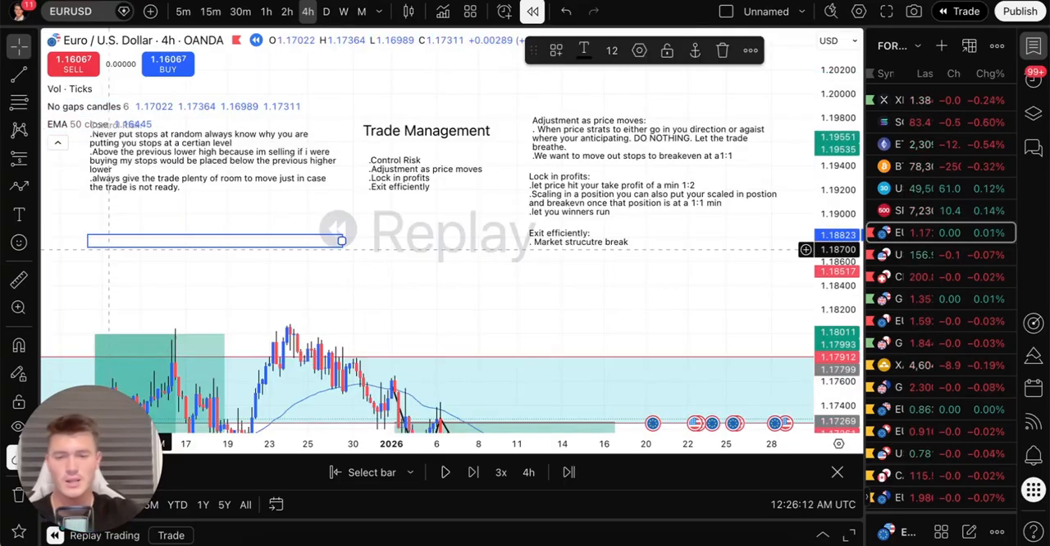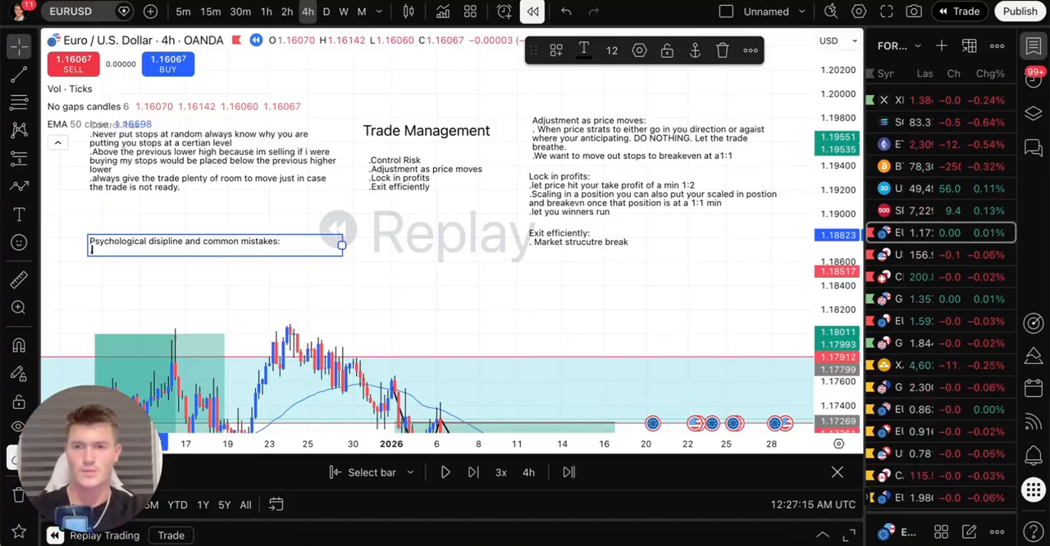I'm going to throw in some psychology real quick. Okay. One thing I see is letting your stops run. The more you let your stops run, the more you're going to lose. If price is heading towards your stop loss, just let it hit it. Don't ever risk more than you're willing to lose, but just let it hit your stops.